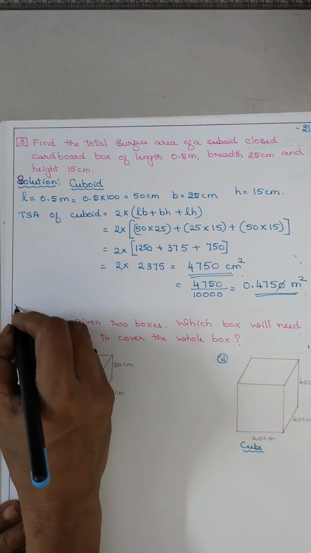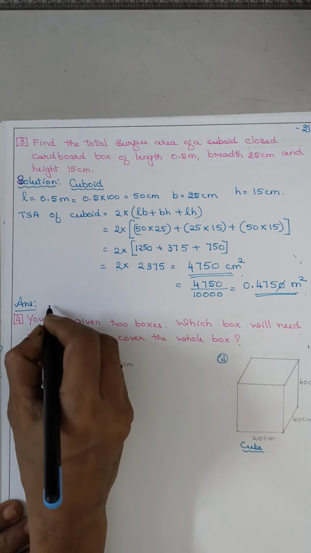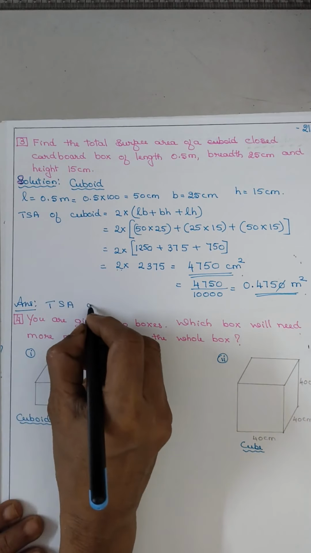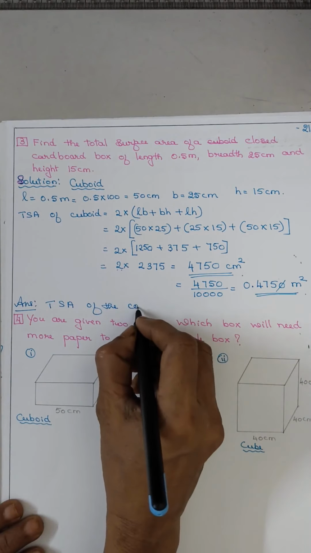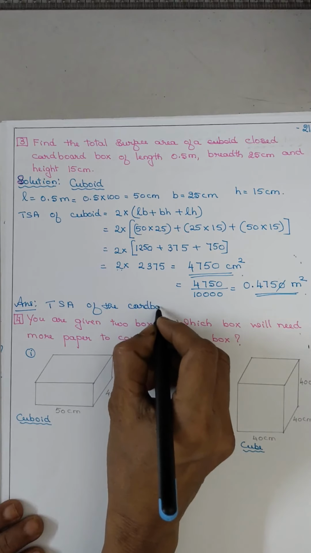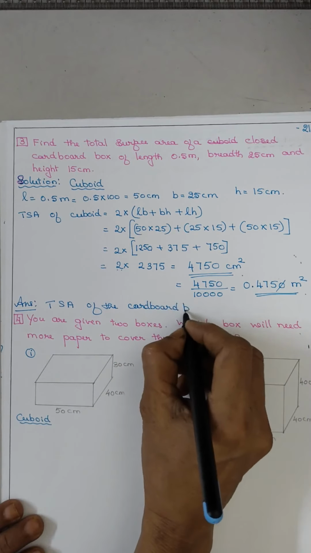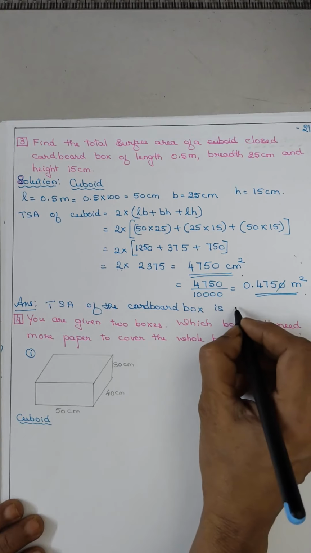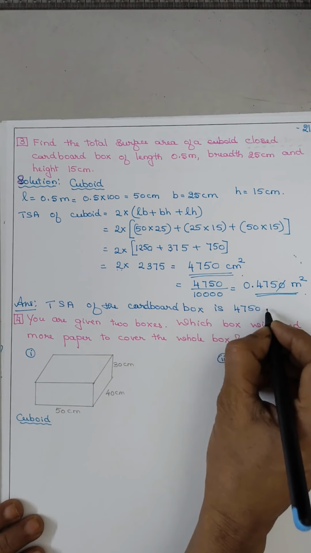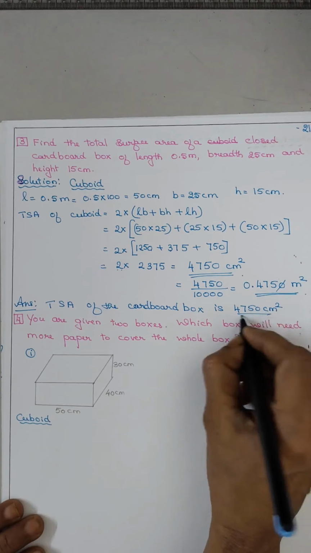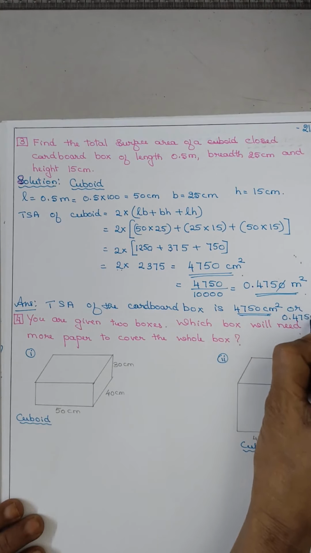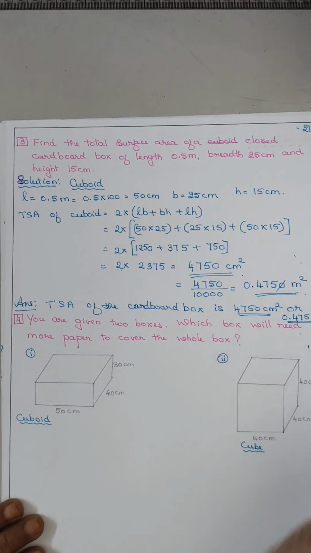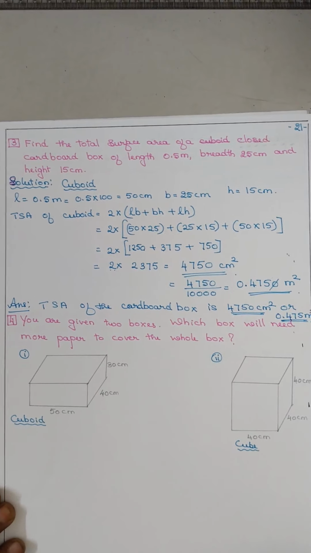If there are 2 zeros in square, 4 zeros we have to put. So answer, TSA of the cuboid of the cardboard box is 4750 centimeter square or 0.475 meter square. If they ask, then only you convert.